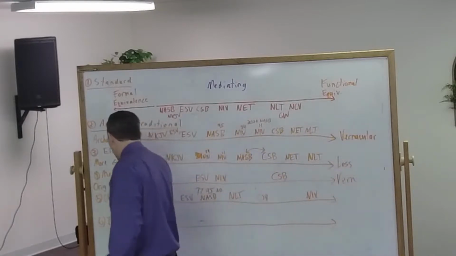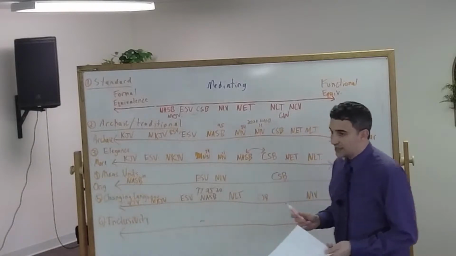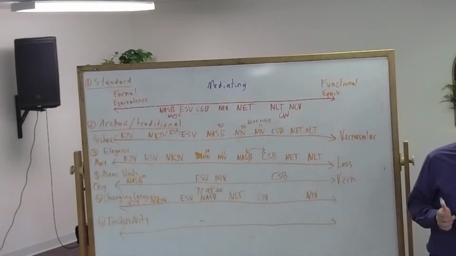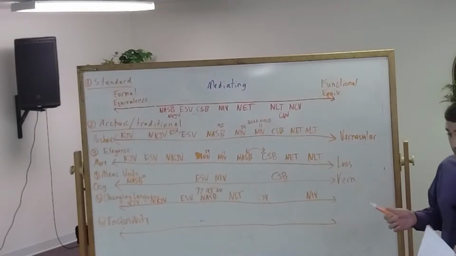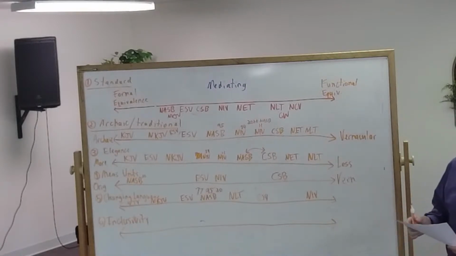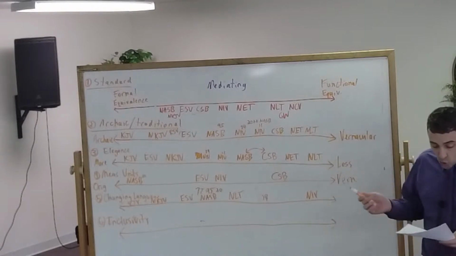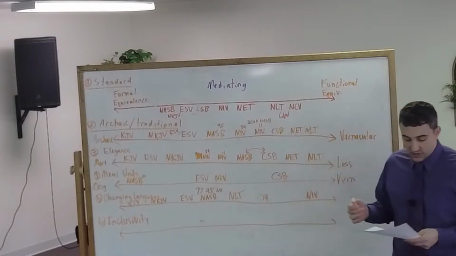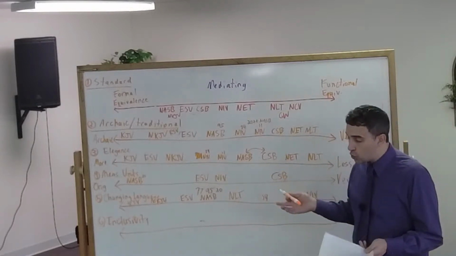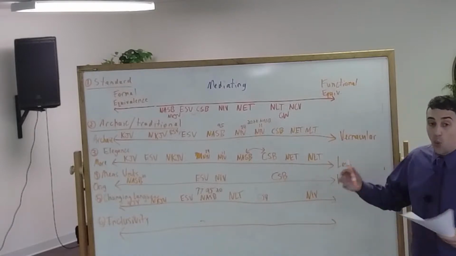To give just a very brief definition of inclusivity: it's to what extent do you want to leave the grammatically male nouns and pronouns of the original language? Because Greek and Hebrew had a lot of them. So do you want to say "he that," or "he who," or do you want to say "the one who," or "whoever," that type of thing? Or like the NLT, do you want to say "anyone"?